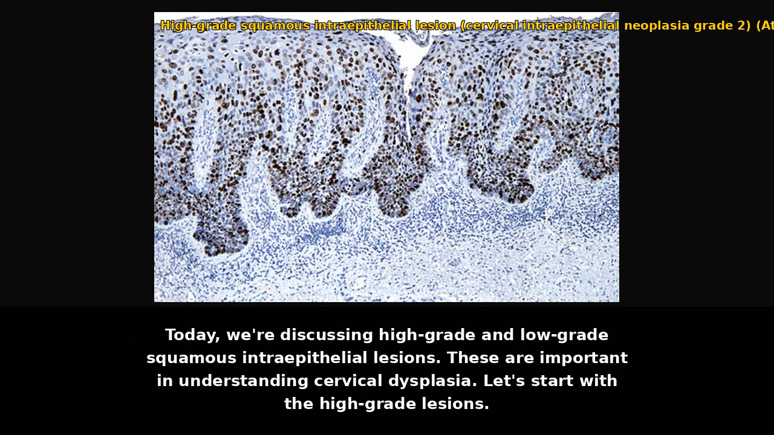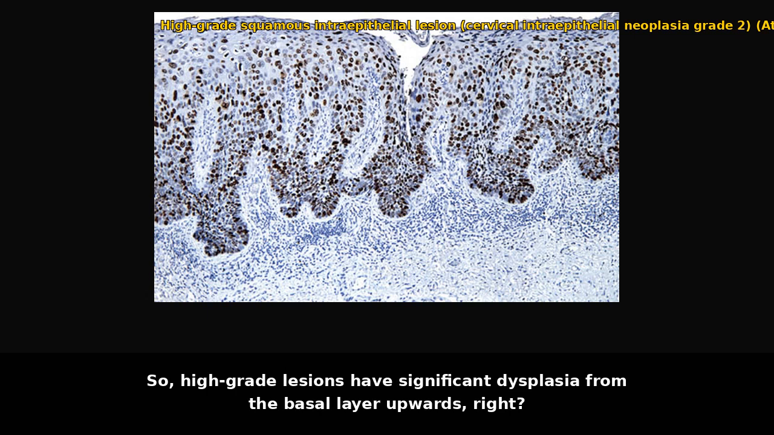Today, we're discussing high-grade and low-grade squamous intraepithelial lesions. These are important in understanding cervical dysplasia. Let's start with the high-grade lesions. So, high-grade lesions have significant dysplasia from the basal layer upwards, right?